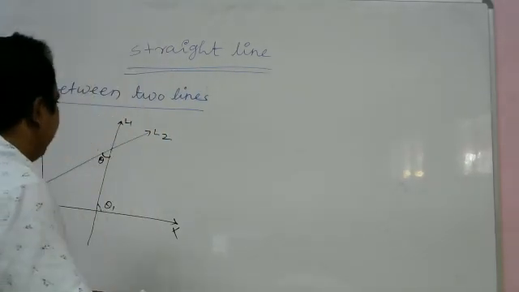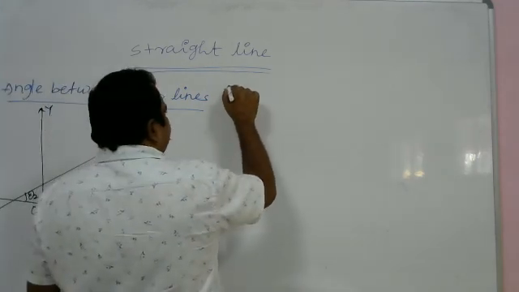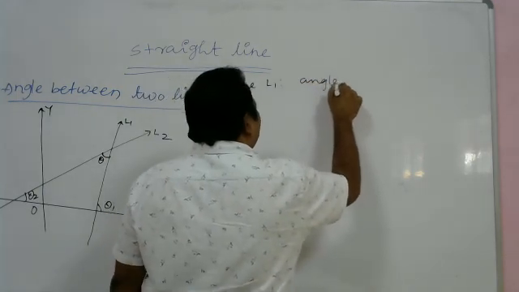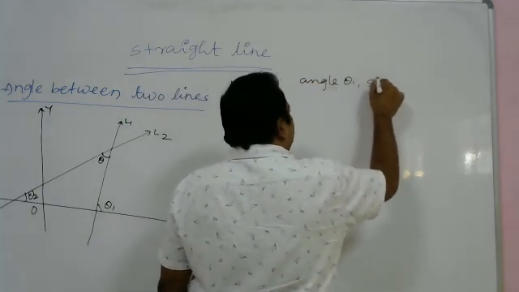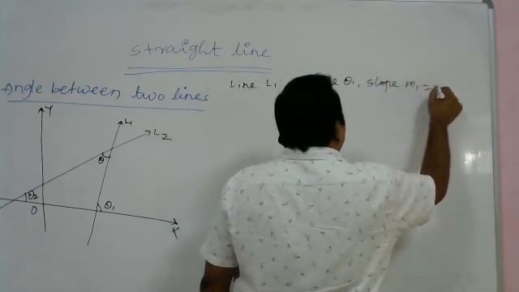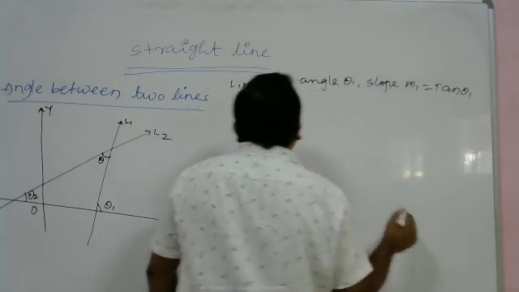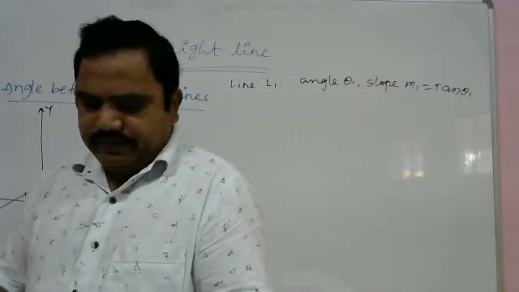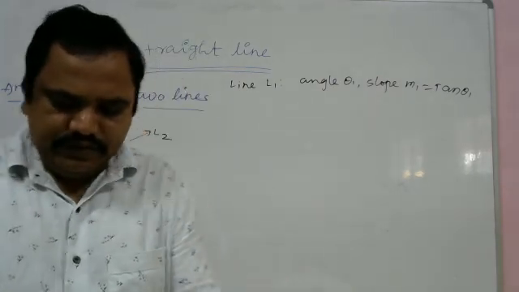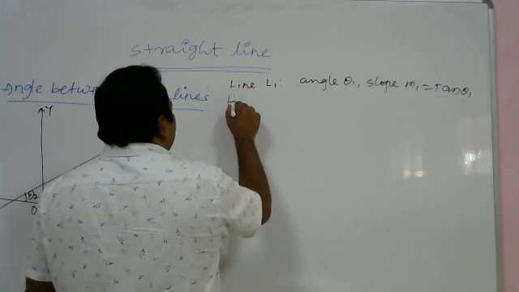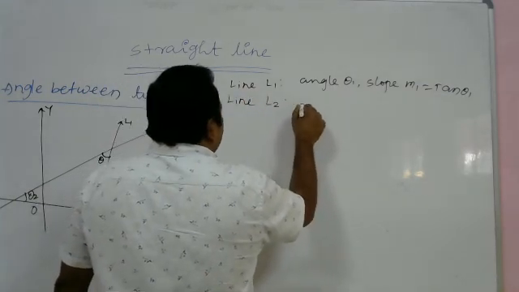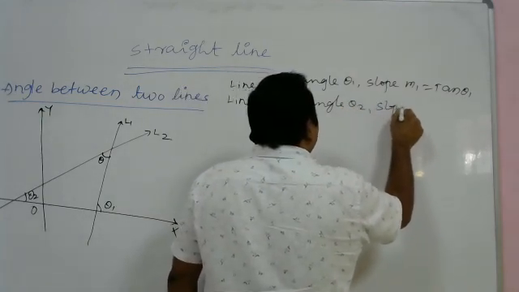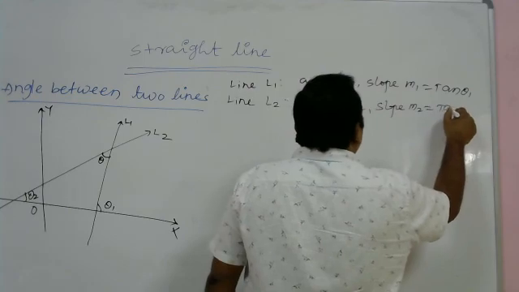See, for line L1, the angle is theta 1, and the slope is M1, that is tan theta 1. For line L2, the angle is theta 2, and the slope of the line is M2, that is tan theta 2.